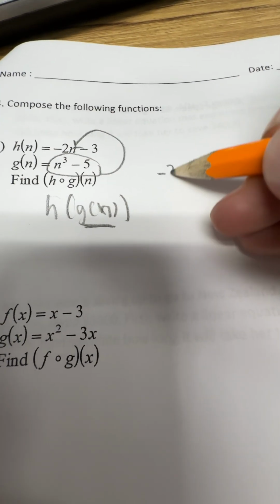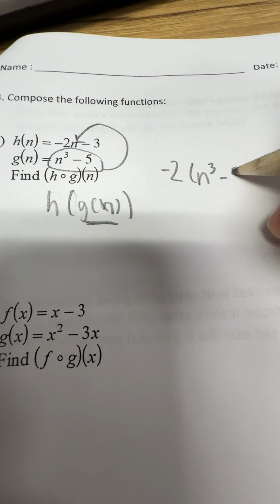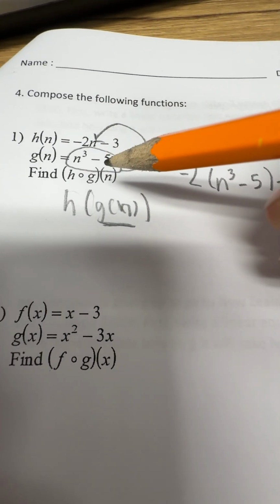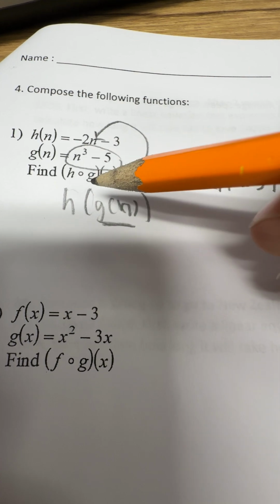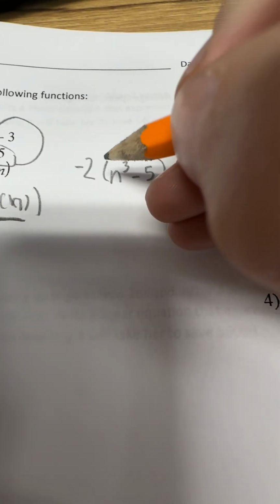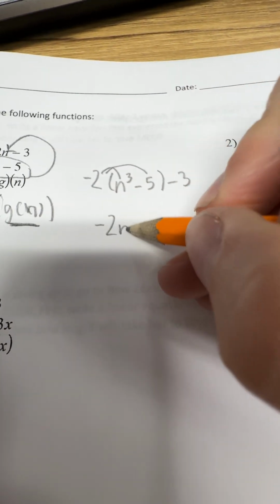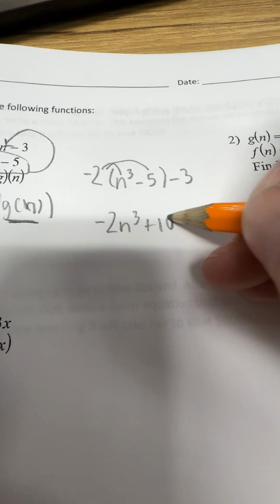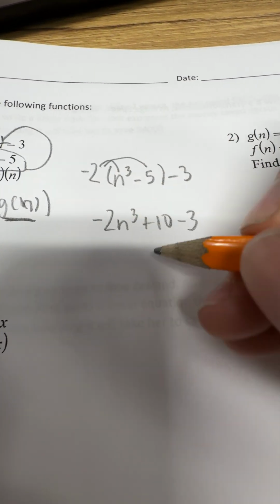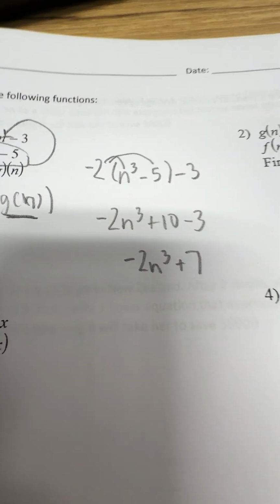So it's going to be -2 parentheses n cubed minus 5 and then minus 3. See how I took my second thing, which is g, and I put it inside of h wherever I see the variable. I'm just going to go through like this, and I'm going to get a -2n cubed plus 10, because -2 times minus 5 is positive, and then minus 3. And that's going to be a -2n cubed plus 7.